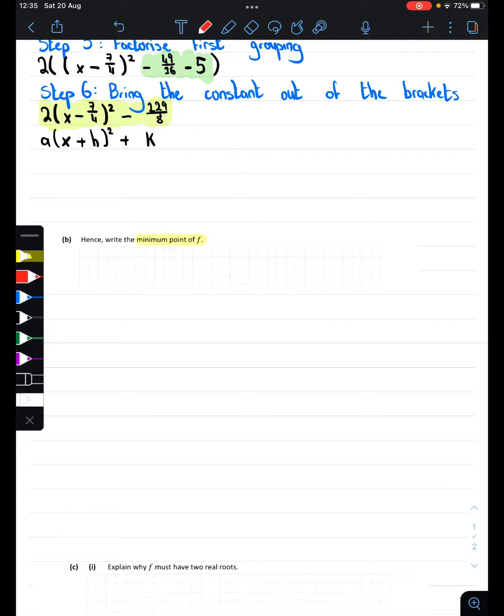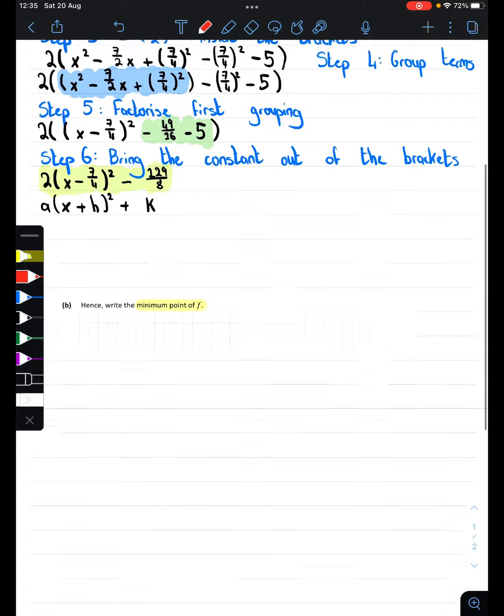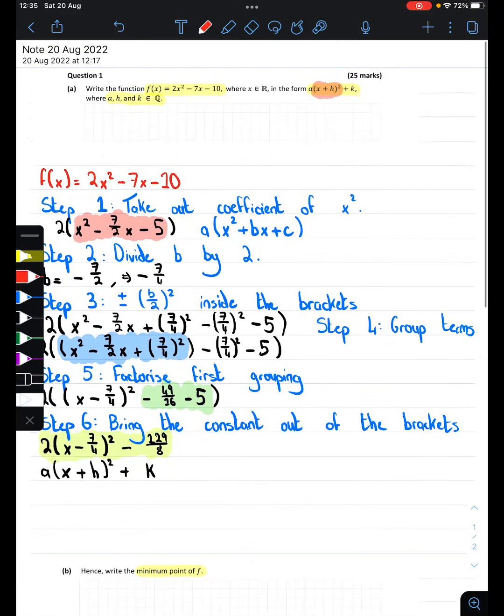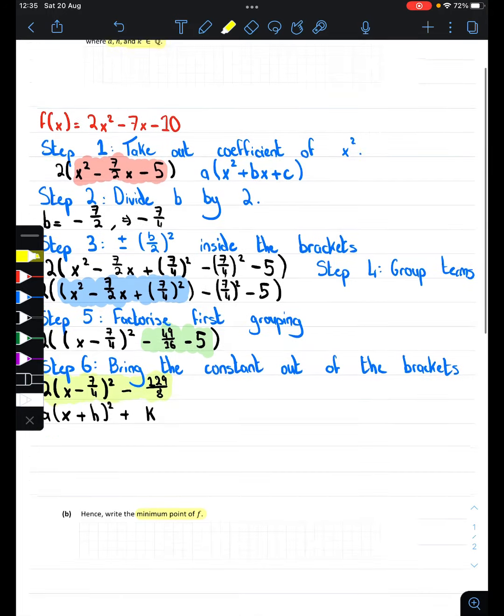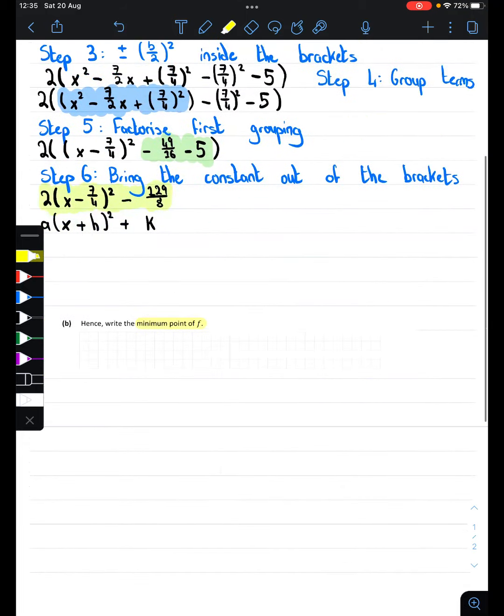Okay, and so now we're going to see why we would ever want to write a function in the form a(x plus h) squared plus k. Why would we ever want to complete the square, as it's called? If we write f in this form, f of x equals 2 times (x minus 7 over 4) squared minus 129 over 8.